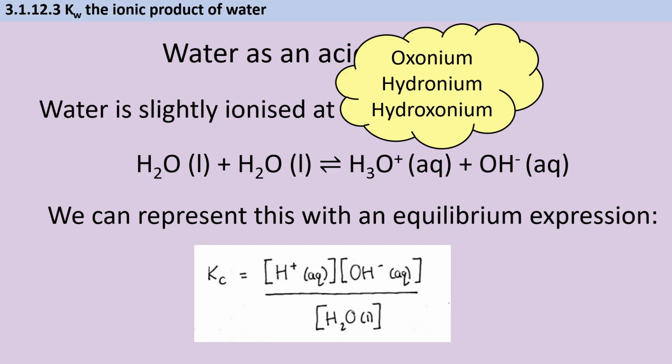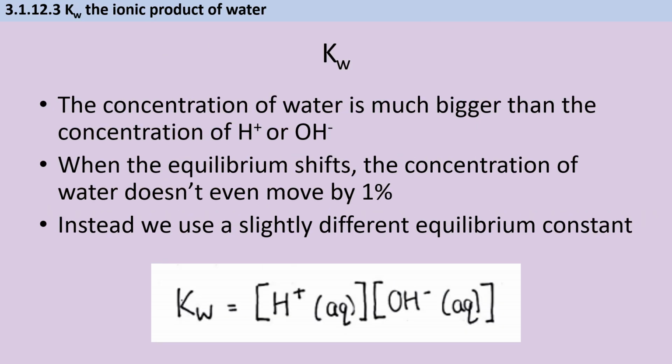Because this is a reversible reaction and it's forming an equilibrium, we can write an equilibrium expression for this. As per usual, we've got square brackets to represent concentration and the products on the top and the reactants on the bottom. Even though water can dissociate to form hydrogen ions and hydroxide ions, and this is happening all the time, it's happening in a very small percentage of cases. The vast majority of the water remains intact, and that means that the concentration of water is much larger than the concentration of hydrogen ions or hydroxide ions. So when the equilibrium shifts, say because the temperature changes, the concentration of water doesn't even move by 1%. So there's basically no point in including it in the expression.